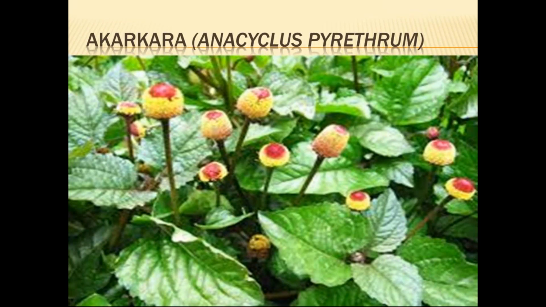We are going to see the plants of the family. Akarkara, that is Anacyclus pyrethrum. Here we see the opposite leaf arrangement, and a very long peduncle for the inflorescence. The head inflorescence is there, and the involucral bract is yellow in color. We see how the disc and ray florets are there, and we see the toothed margin. A very important thing is the toothed margin of the leaf that we see in this particular family.